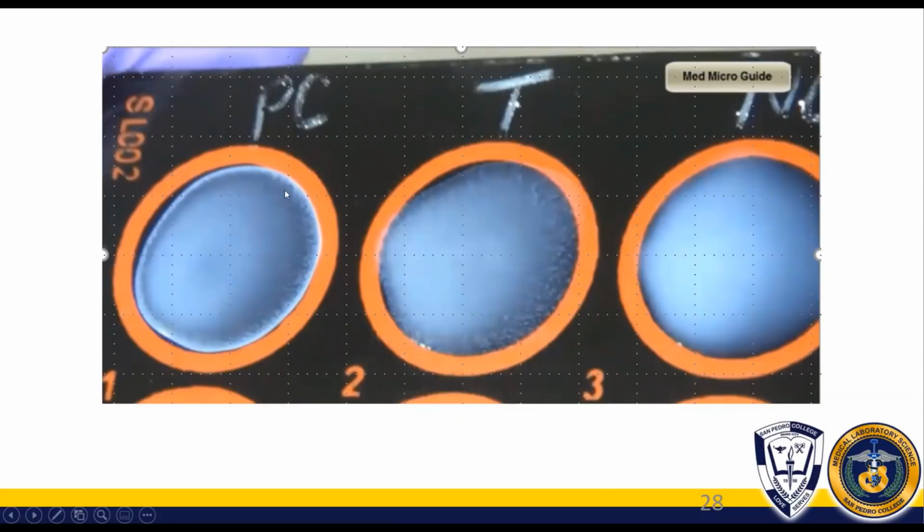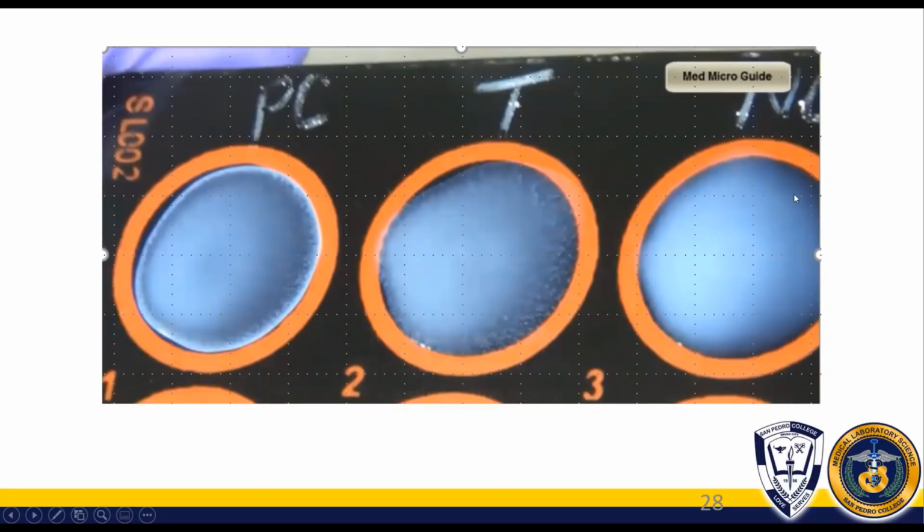Definitely, there is agglutination. Ito oh, nasa circumference, no? Nasa edge ng circle ang agglutination. So, check. The positive control yielded a positive reaction. Now, look at circle number 3, labeled as NC, negative control.